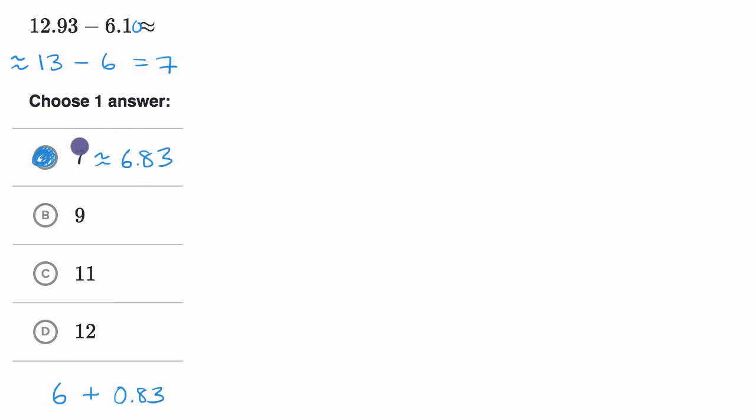But the whole point of this exercise is to get comfortable estimating things, because a lot of times in life, you don't need the exact answer. You just need a rough answer just to know the ballpark of what you're talking about.